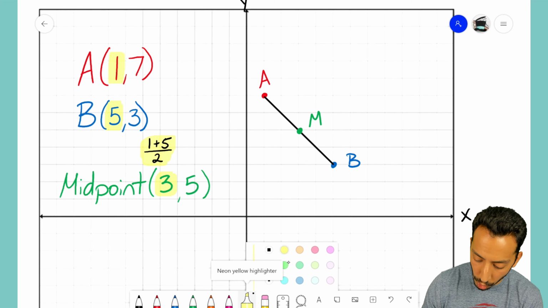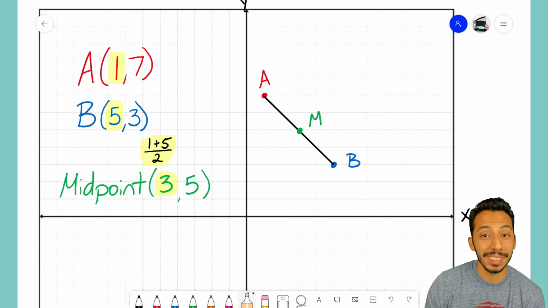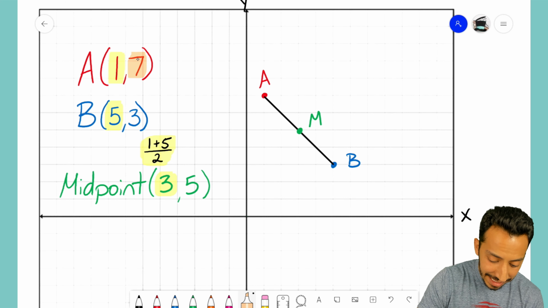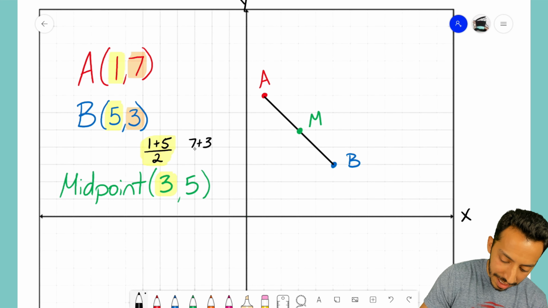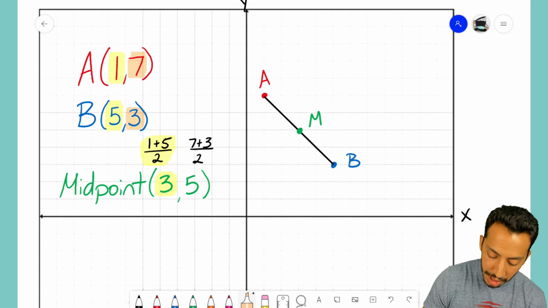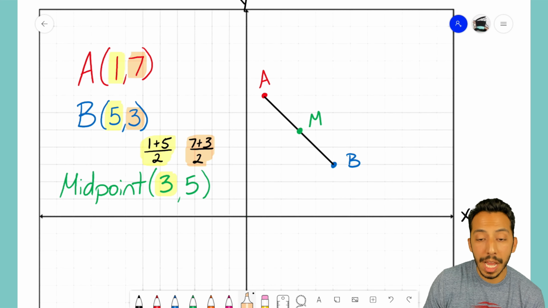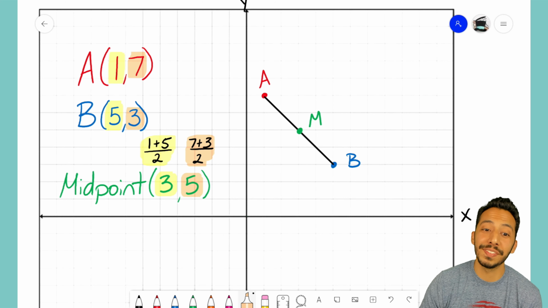Now, let's see if that's going to hold up with our Y values. And I think it will. Let's take the 7, let's take the 3, add them together, and then divide by 2. So let's see, 7 plus 3 makes 10. 10 divided by 2 is 5.